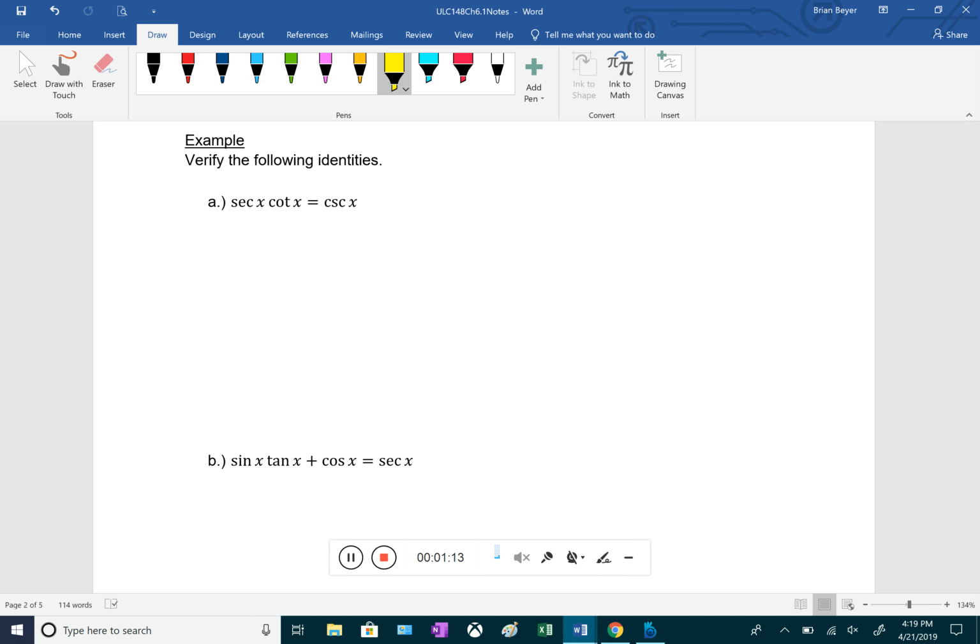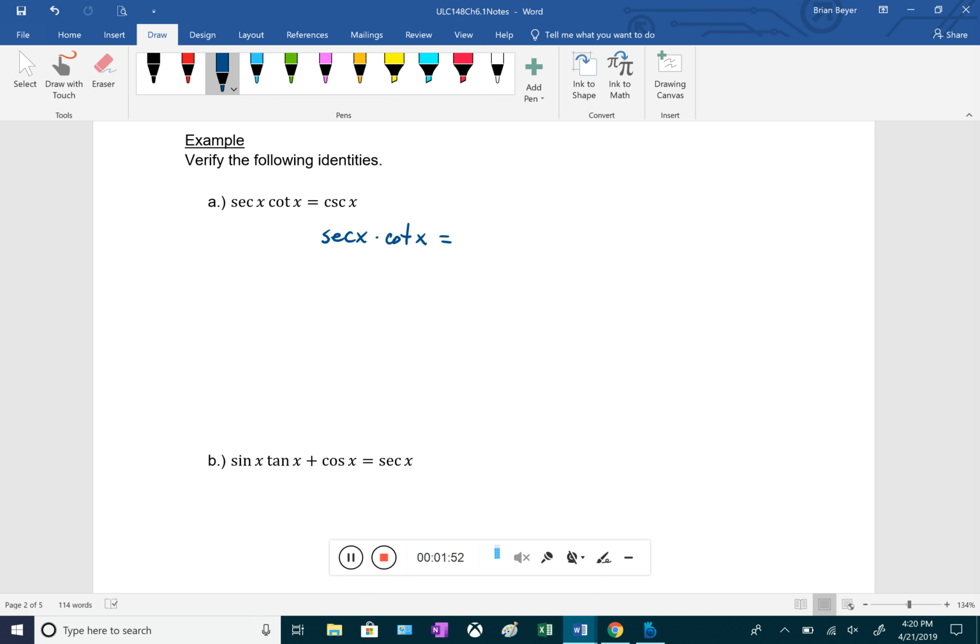So we're trying to show that secant x times cotangent x equals cosecant x. So what we want to do is work with the more complicated side. So the one that's more complicated looks like it's this side, right? Because there's more going on. There's two trig functions over here. So let's start with that. So we have secant x times cotangent x, and we're going to keep on applying identities and maybe some algebra tricks to this until we end up getting cosecant x.